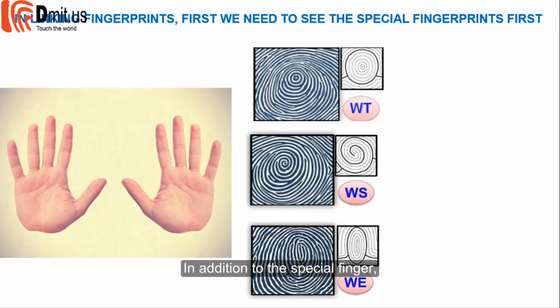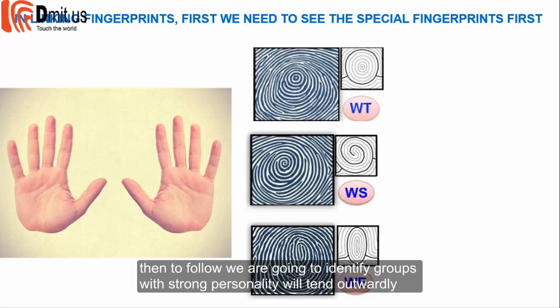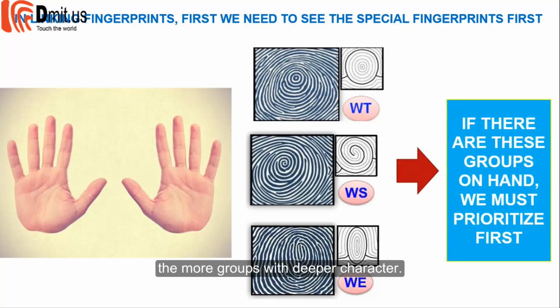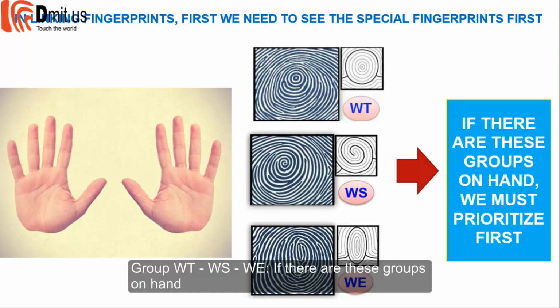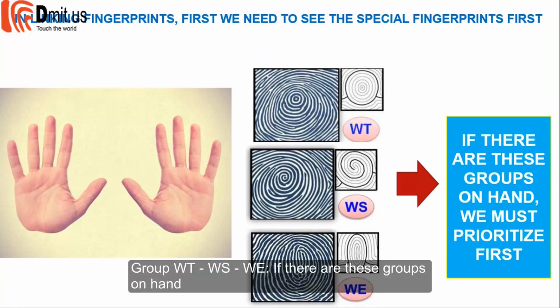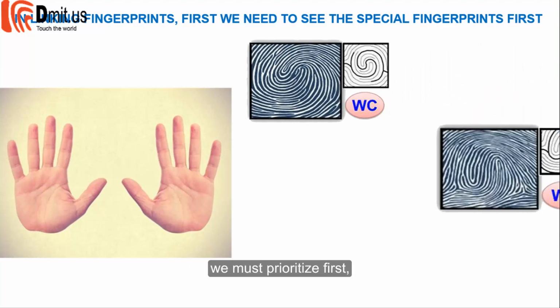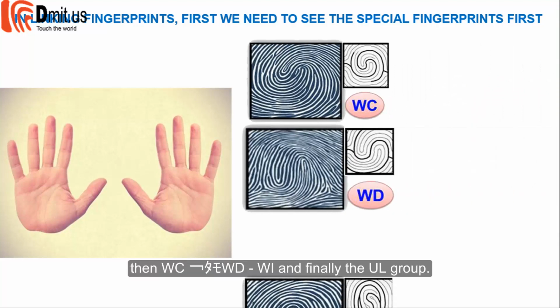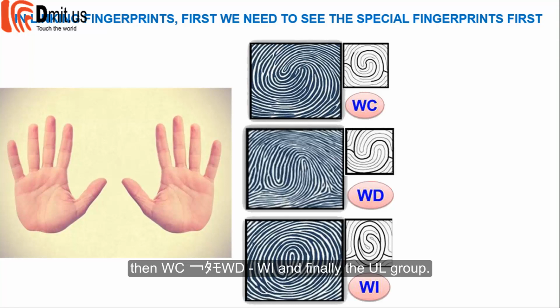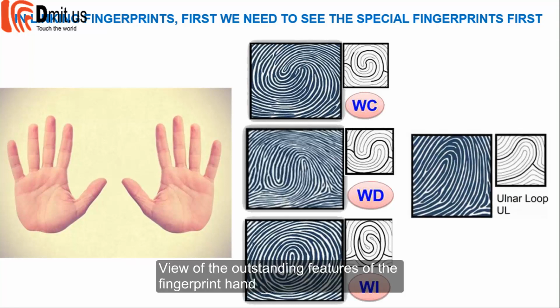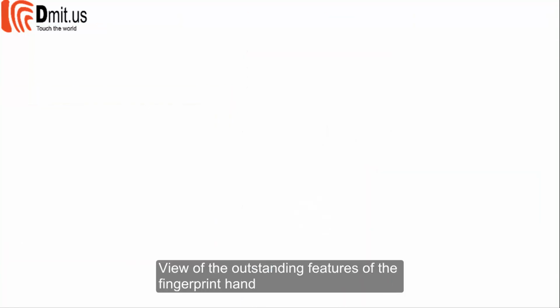In addition to the special fingers, we then identify groups with strong personality, which tend to show outwardly more than groups with deeper character. Group WT, WS, WE, if there are these groups on the hand, we must prioritize them first, then WC, WD, WI, and finally the UL group, when viewing the outstanding features of the fingerprints on the hand.